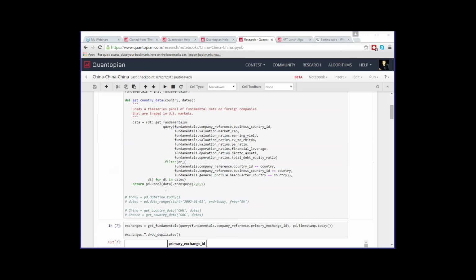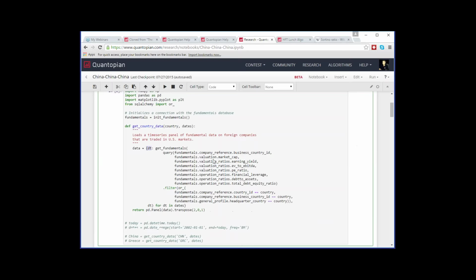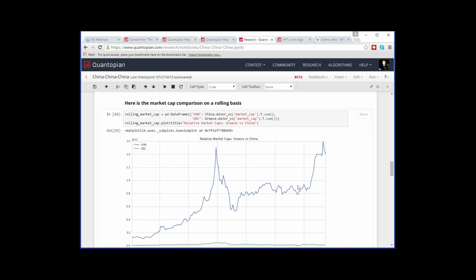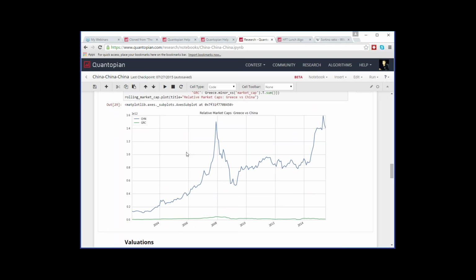Right here, you have to pass in get_fundamentals and then a query and then also a date. This is doing it in a for loop. So I'm doing, for each date, get_fundamentals for that date, and then I got monthly time series data. This is like the rolling market caps of Greece versus China. So you can use the research platform to get historical fundamental data. But as of right now, there's no easy way to get it within the algorithms other than using a context variable to store them as they come along. Does that answer your question, Calvin?